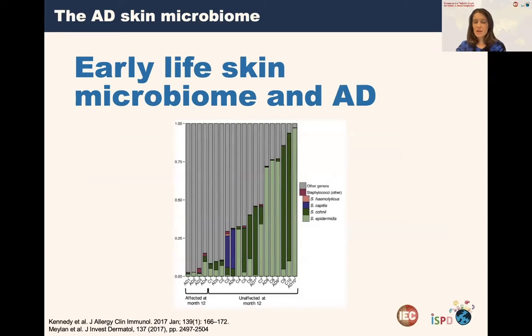And it's likely that the early life skin microbiome may be important in atopic dermatitis. So there have been some studies that have shown alterations in the early life skin microbiome in individuals who then go on to develop atopic dermatitis. So in this study, shown here, the staph abundances at month 2 shows differences in those individuals who went on to be affected by atopic dermatitis at month 12 compared to those that were unaffected at month 12. And the abundance of Staph epidermidis was significantly reduced in those who went on to be affected by AD compared to those who weren't, suggesting that maybe Staph epi is protective towards the future development of atopic dermatitis.